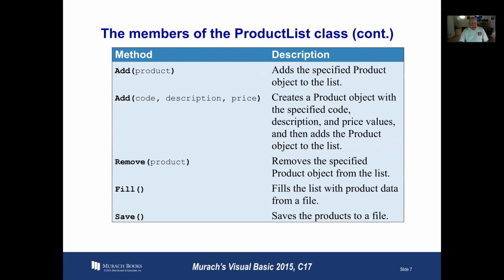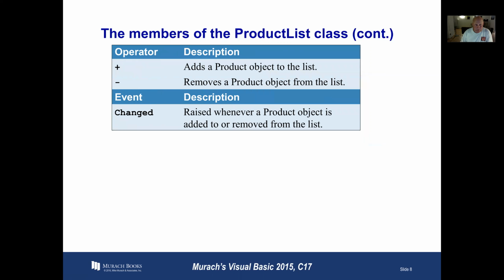This is more continued. Add product adds the specified product to the list. Add code, description, price creates a product object with the specified code, description, and price values, and then it adds the product object to the list. Remove removes the specified product object from the list. Fill fills the list with product data, and save saves the products to a file. Also, you have your plus and your minus operator, which add a product and remove a product object from the list. And then you have the event, change, raised whenever a product object is added to or removed from the list.